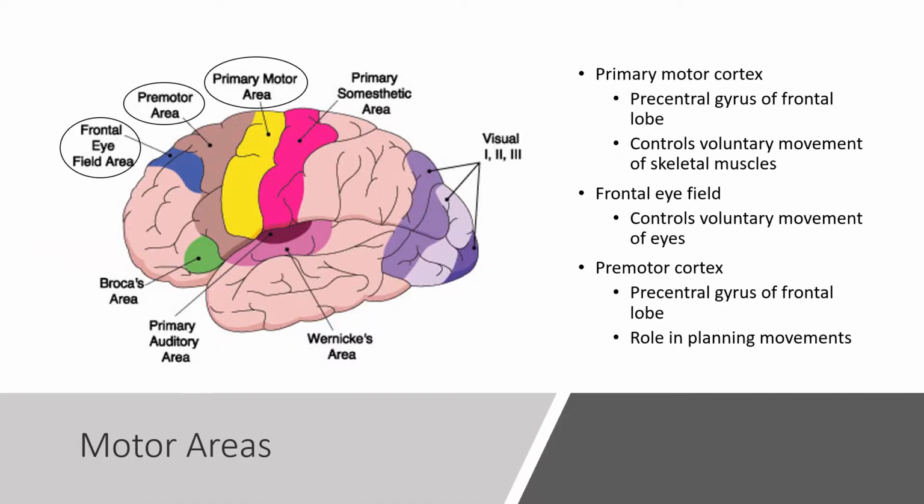So in your cerebrum are also motor areas. This includes your primary motor cortex, which is once again located in the precentral gyrus of your frontal lobe. It is this primary motor cortex that controls the voluntary movement of your skeletal muscles. There's also the frontal eye field that controls voluntary movement of the eyes. The premotor cortex lies anterior to the precentral gyrus of the frontal lobe, and this is involved in planning movements.